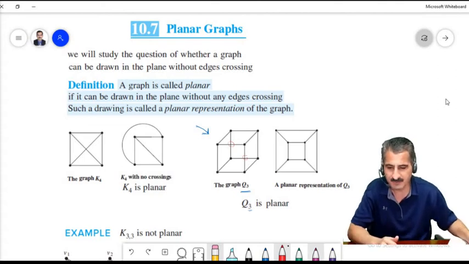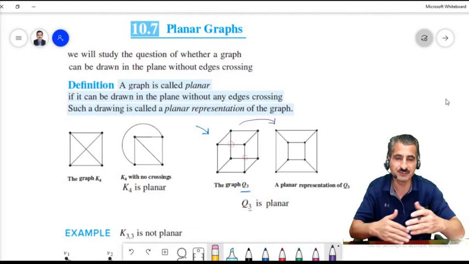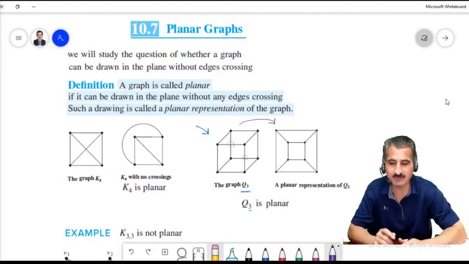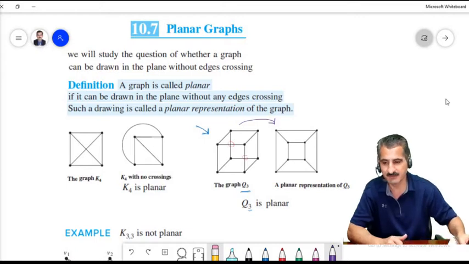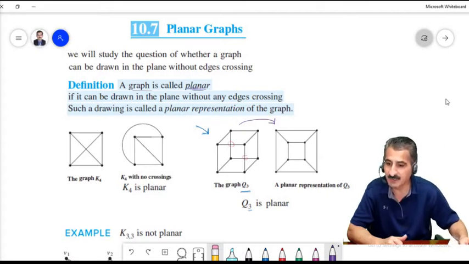So the question: can we transform the graph of Q3 to a graph in the plane, with no imagination of a 3 dimension, so that the edges do not cross? So this is the question. If we can do this for a graph, then we will call it a planar graph. So a graph is called a planar graph if it can be drawn in a plane without any edges crossing. Such a drawing is called a planar representation of the graph.